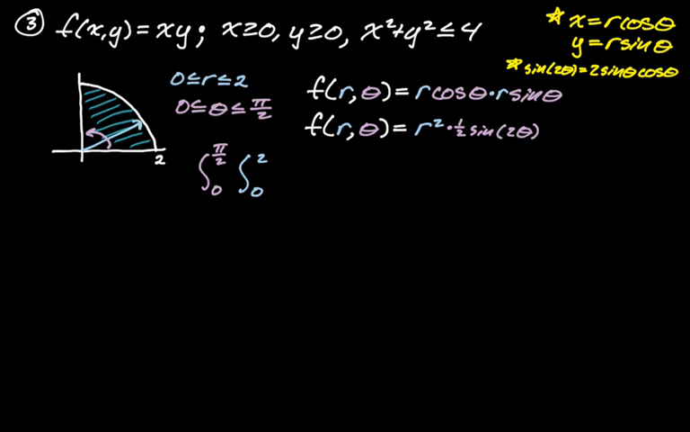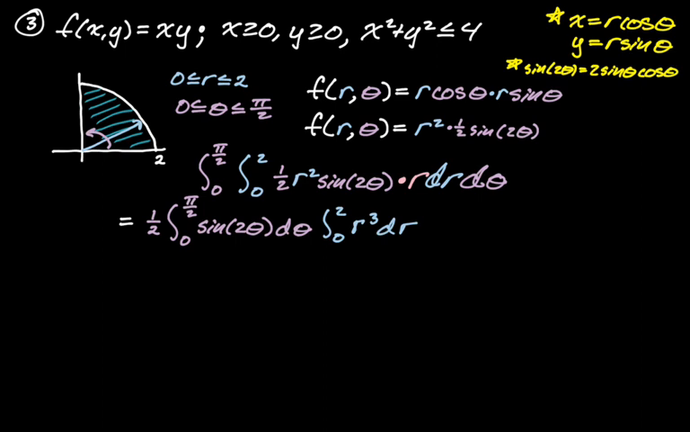So we are going to have 0 to pi over 2, 0 to 2. Our integrand, which is 1/2 r squared sine of 2 theta. And then there's going to be an extra r dr d theta. Don't forget the extra r. That's the thing you're going to forget. This, and I would say most polar integrals, can be divided up using that property where if you have a function of r times a function of theta, you can break it into the product of those individual integrals. So I'm going to do that.